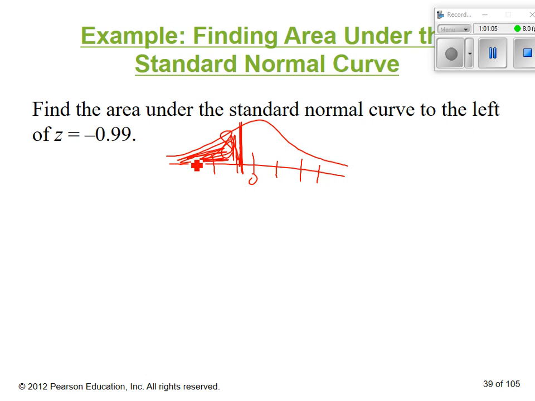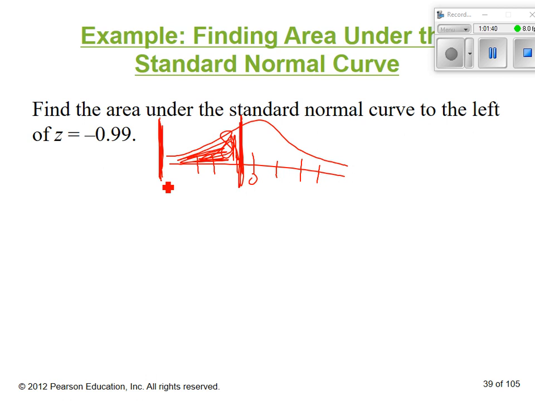First thing I notice on this, my area here should be less than 0.5 because I'm just finding the stuff down this way. So all I'm gonna do is punch in second, bars, go down 1 to normal CDF, and I want to punch in the low limit, which this time is going to be -10,000 or something like that, and then the high limit, which is this, -0.99.